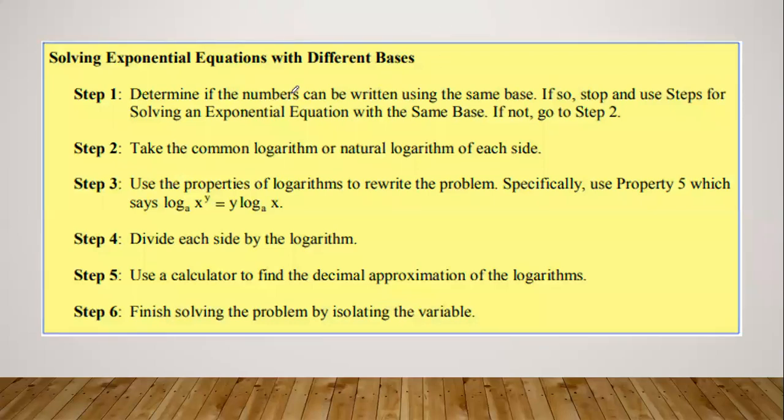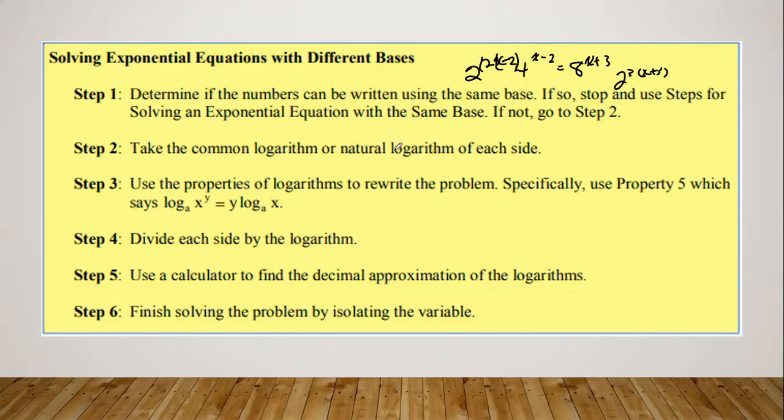So first, we're going to determine if the numbers can be written using the same base. Remember, we were changing our exponents to be the same base. Like I had 4 to the power of x minus 2 equals maybe 8 to the power of x plus 3, something like that. And here we would rewrite our base to have the same base. So I would put 2 squared to the x minus 2, and I would distribute it, and it'd be equal to 2 cubed to the x plus 3. So that's what we did in the very beginning, just a refresher, and we would set those exponents equal to each other. But now we have different bases that can't be rewritten with the same base.